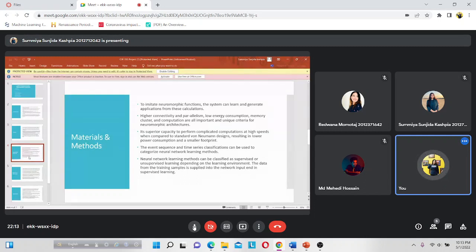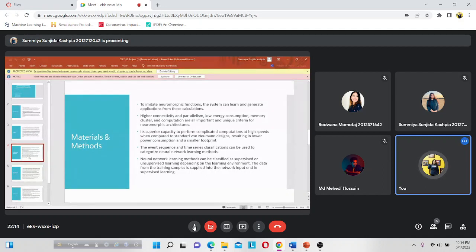We can see that neural learning methods can be classified using event sequence and time series classification. Also, depending on the learning environment, neural network learning methods can be classed as supervised and unsupervised. In unsupervised learning, the network is directly introduced into the environment without delivering standard samples, and the learning and working are merged as one stage.